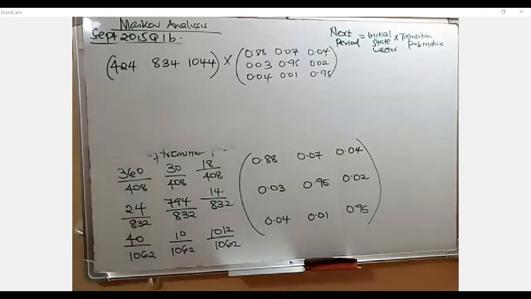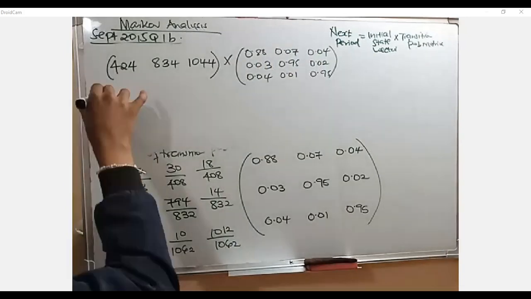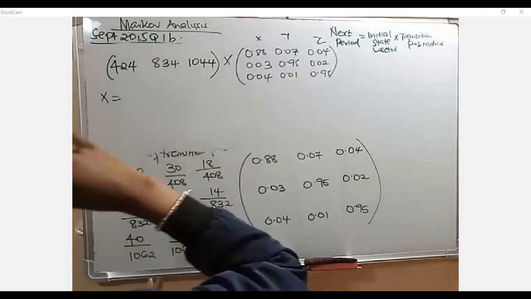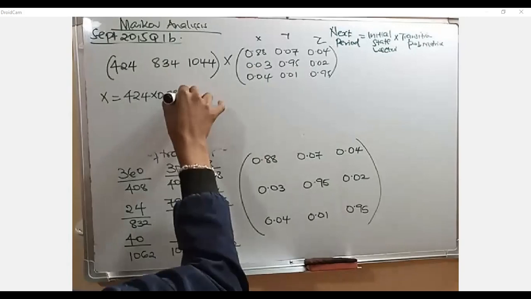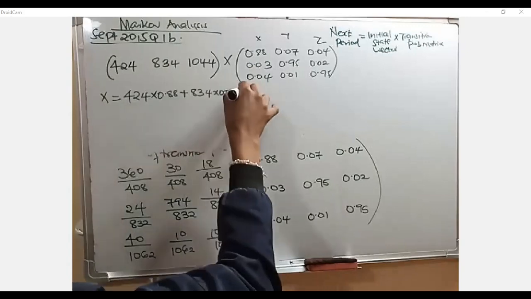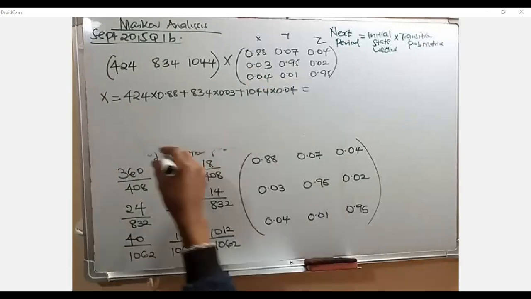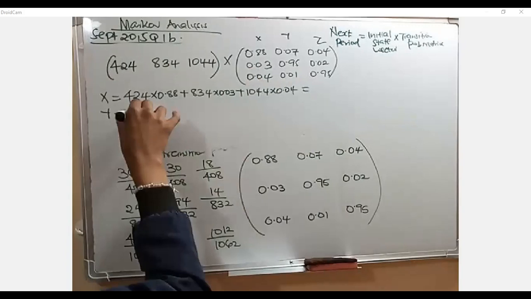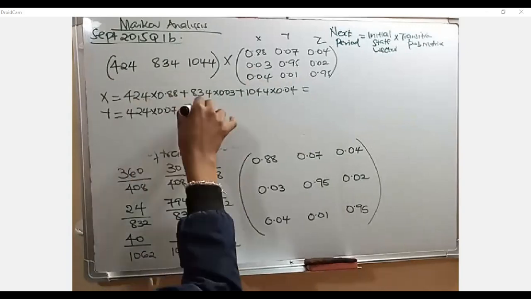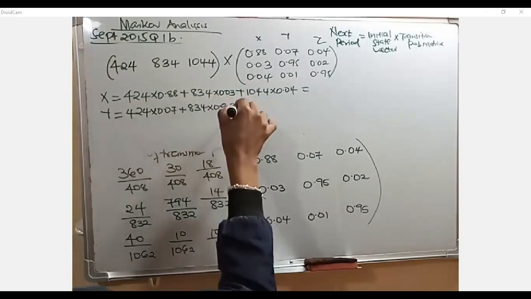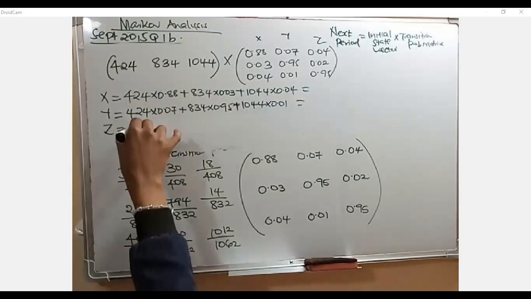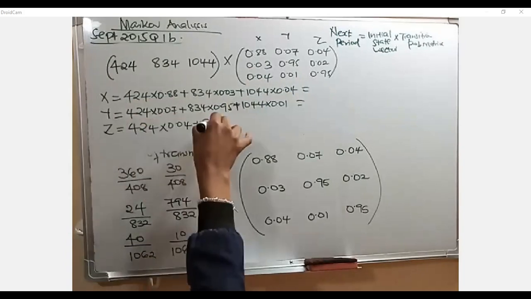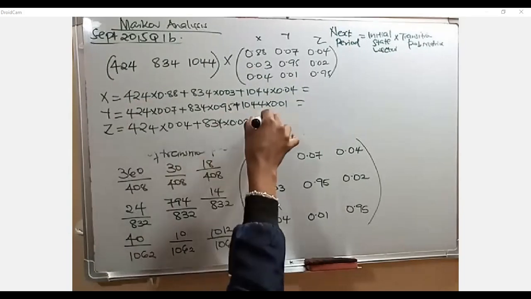Now, in this case, to predict the next period, you take the rows and columns. To get for X, for instance, because this is X, this is Y, this is Z, you take your row and multiply it with your column. So it will be 424 times 0.88 plus 834 times 0.03 plus 1044 times 0.04. Then for Y, it will be 424 times 0.07 plus 834 times 0.95 plus 1044 times 0.01. Then we go to Z, and it is 424 times 0.04 plus 834 times 0.02 plus 1044 times 0.95.